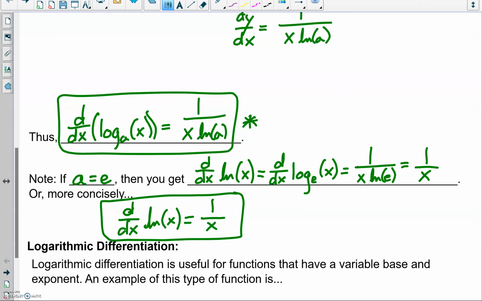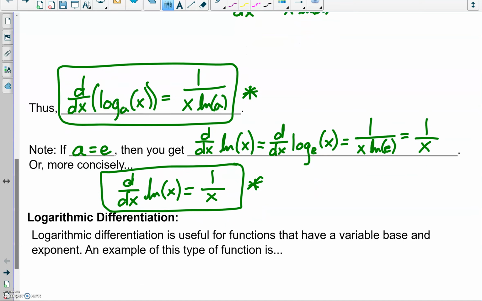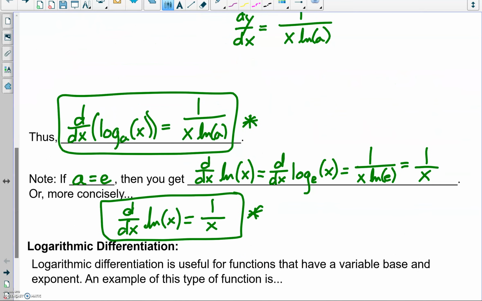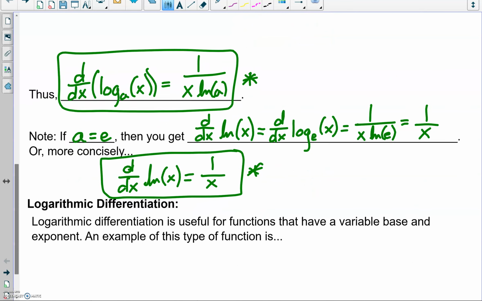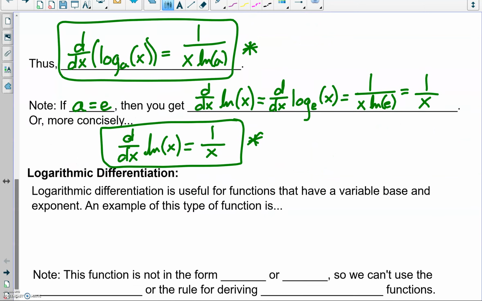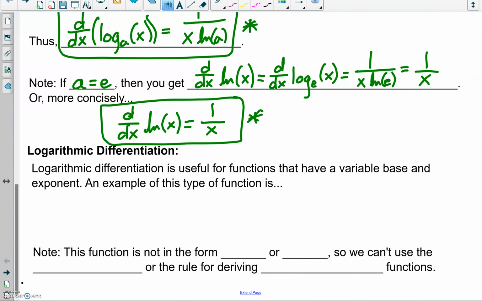So this is also a very important thing to remember, and probably more important than the one above, because calculus loves the base e because of that. You don't have to worry about that extra natural log of a part. Okay, so we got some derivatives then of our logarithmic forms. So let's take a look at logarithmic differentiation.